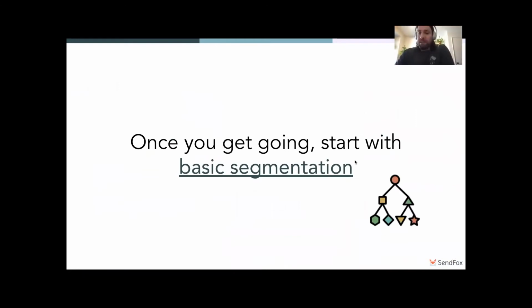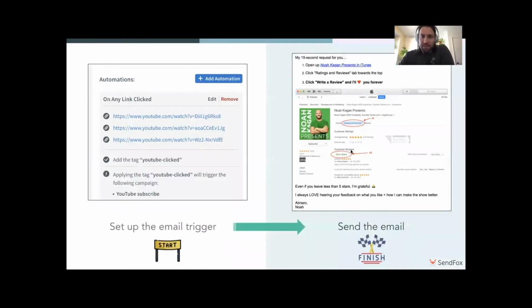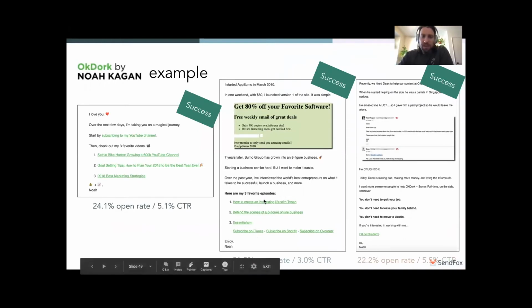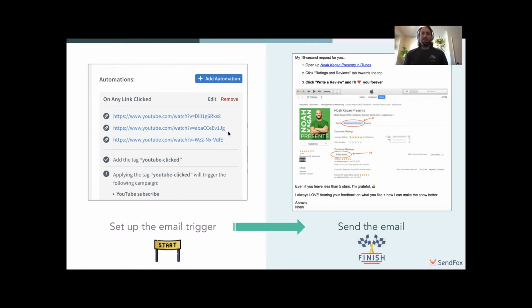Now, once you get going, let's say you create that simple 3-sequence automation, you can start with some basic segmentation. I'm going to show you what that looks like at a high level. So with one of those emails, let's say someone clicked a YouTube link or a podcast link in that first email. Going back to this, someone clicked one of these links, and we really want them to take action. You can set up a sequence so that when they click one of those links, they're asked to leave a review in your podcast platform, in iTunes or Libsyn or whatever podcast platform you want reviews in.